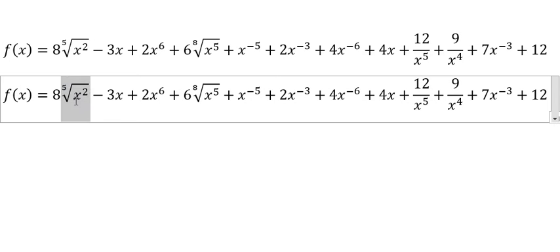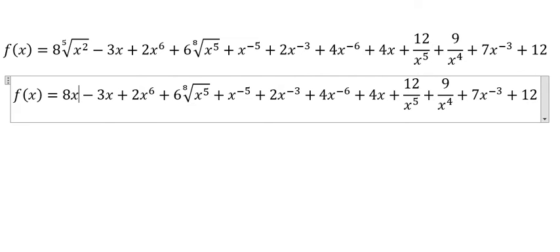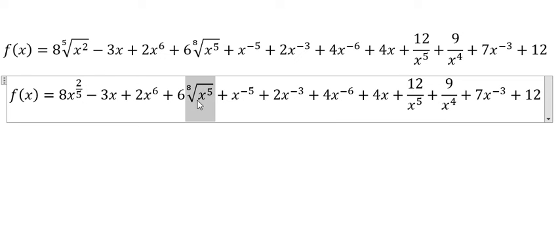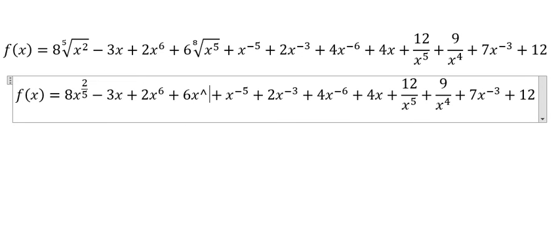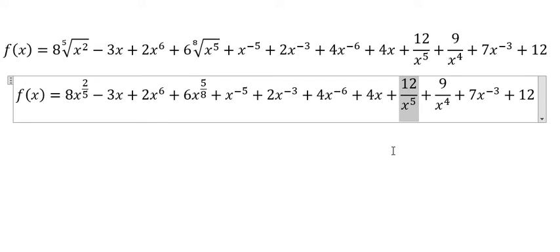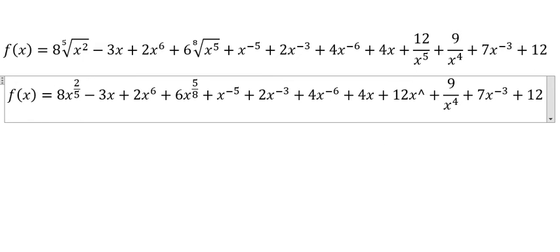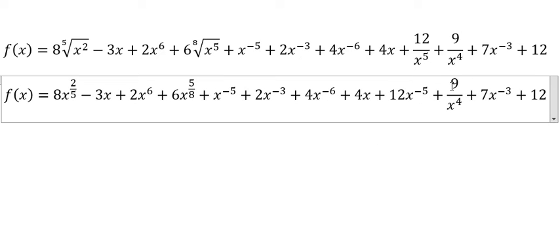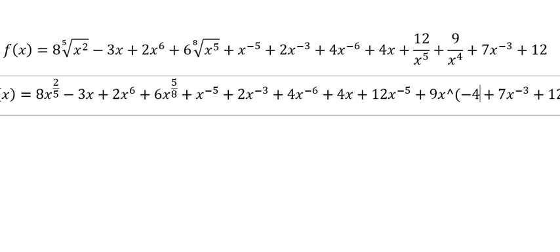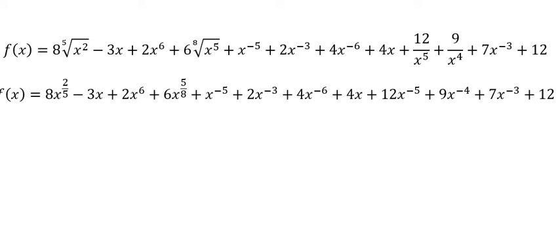About this one, we have the power 2 and the root of number 5, so we can put it into s to the power of 2 over 5. This one, we have s to the power of 5 over 8. This one, we have 12s to the power of negative number 5. This one, we have 9s to the power of negative number 4. Now, we have the formula for everything in here.